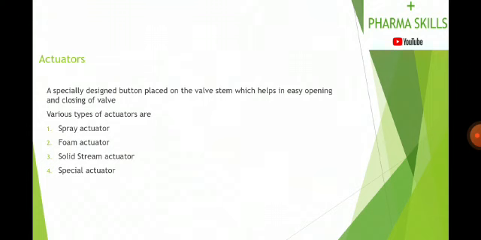Solid stream actuators. These actuators are used to dispense semi-solid preparations such as ointments. They also have large orifices similar to foam actuators. Special actuators. These actuators are specially designed to deliver the medicaments to specific sites such as throat, nose, eyes, etc. It is mainly used where rapid onset of action is required.